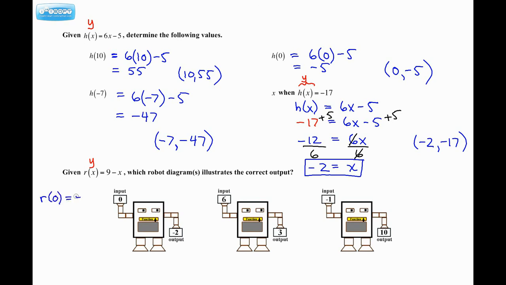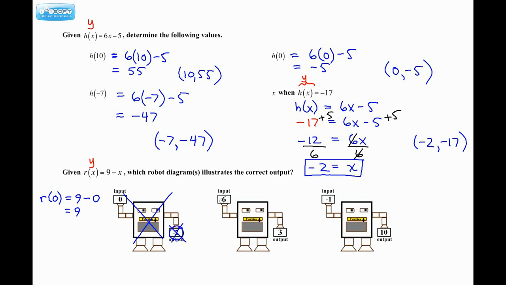So that is 9 minus 0. That, of course, is 9. So according to my function, if 0 goes in as the input, the output should be 9. But it's not. It gives me a different output. So clearly this diagram does not illustrate this particular function. Bad robot. Let's try the next one.